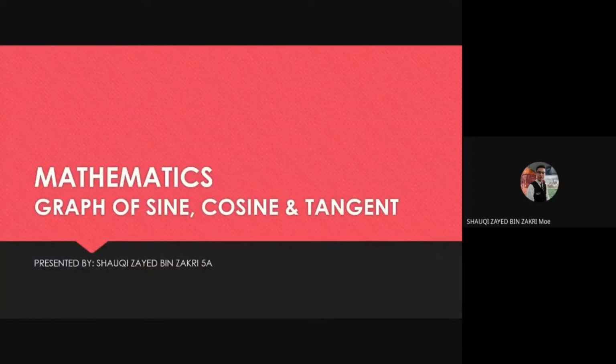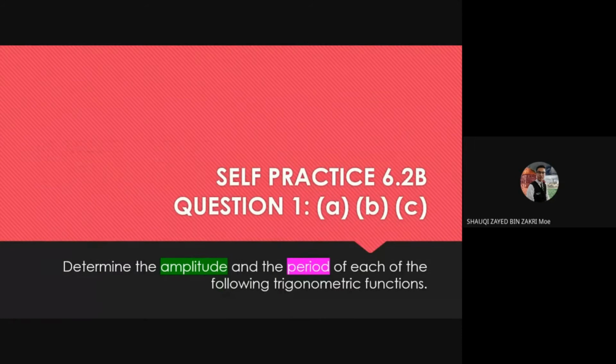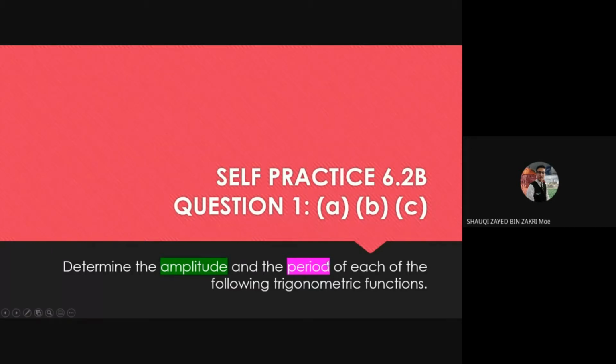All right, is everyone ready? Yes. All right. So Bismillah. Very good morning to Madam Chan and all my beloved fellow friends. Right, so today I will be starting the presentation of the self-practice 6.2b, question 1, A, B, and C. The question asks to determine the amplitude and the period of the following trigonometric functions.